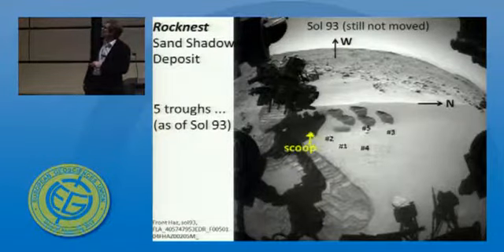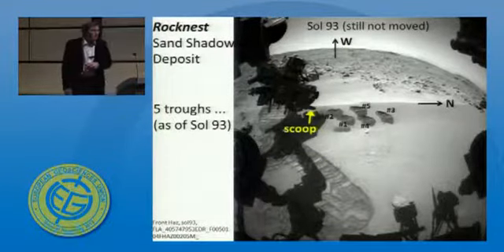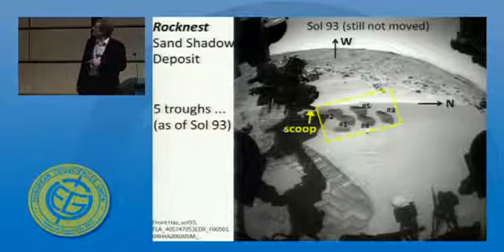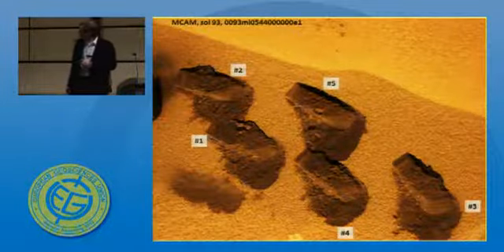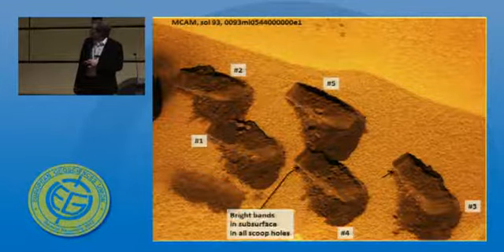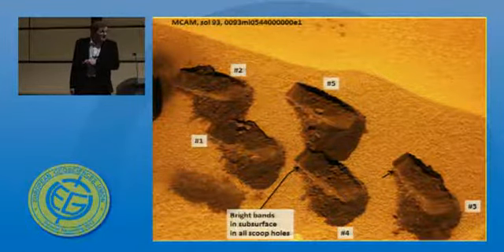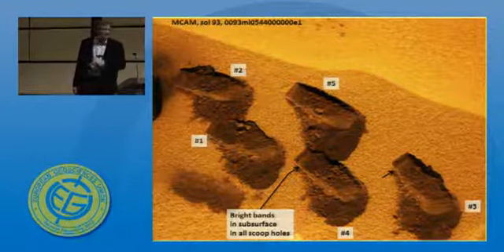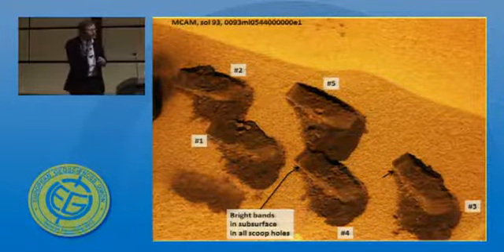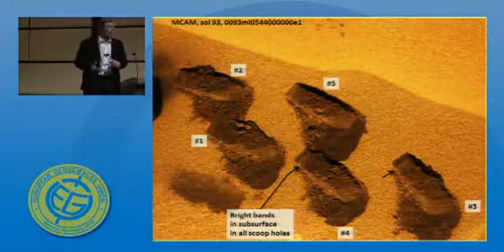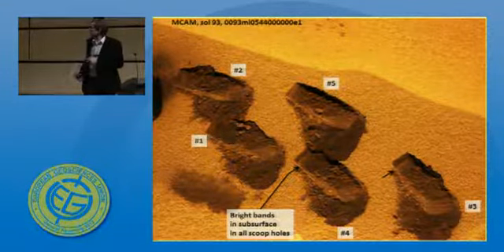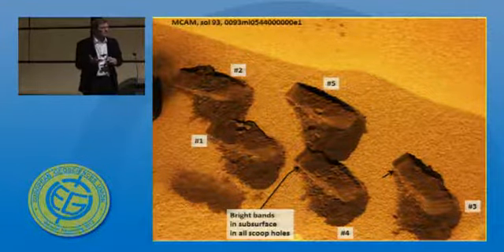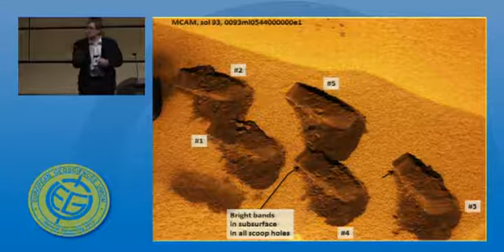And then by Sol 93, we had made 5 holes, and zooming in on that, here is the image. What you can see again is the bright band, very well visible here. And then we really wanted to know, could it be a scooping artifact? Or is it indigenous to this deposit?